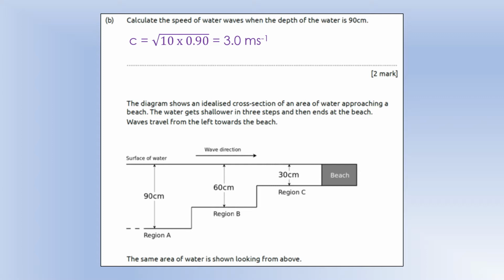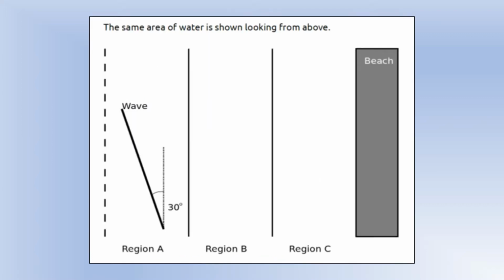The diagram shows an idealized cross-section of an area of water approaching a beach. The water gets shallower in the 3 steps and then ends at the beach. The waves travel from the left towards the beach. So essentially we're getting shallower and shallower in stages. Okay, so then in this question we're going to look at how the wave front changes as it approaches the beach based on the fact that we're changing it in stages.